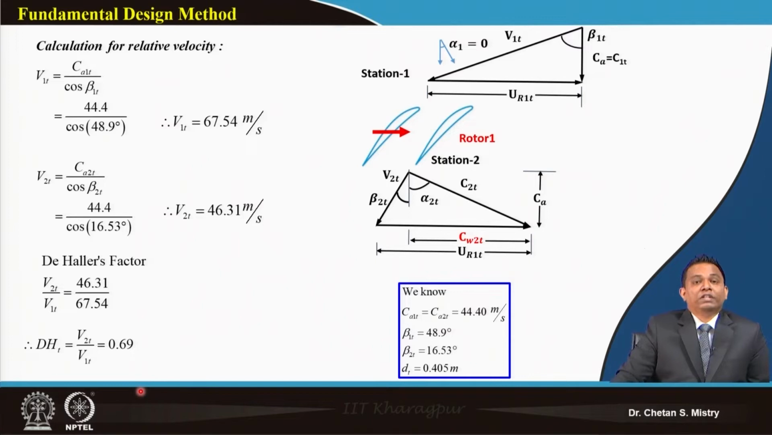Now once these angles are known to us, we can calculate the relative velocities. My relative velocity at entry is coming 67.54 meter per second. At the outlet it is coming 46.31, and if we calculate our de Haller's factor, it is coming 0.69. So we have a variation of our de Haller's factor at the hub, mid and tip station. When we see the comparison, that will make more sense.